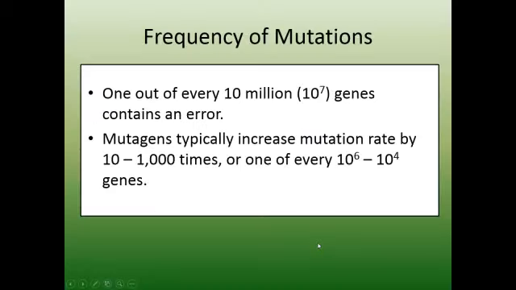Now that I've gotten you all scared about mutagens, let's talk about frequency of mutations. There is a baseline rate of mutation in any population of organisms. 1 out of every 10 million genes contains an error. And this comes from mistakes that are made during DNA replication. They can also happen from naturally occurring mutagens. But mutagens typically increase the mutation rate by 10 to 1,000 times, or 1 out of every 10 to the 6th or 10 to the 4th genes.